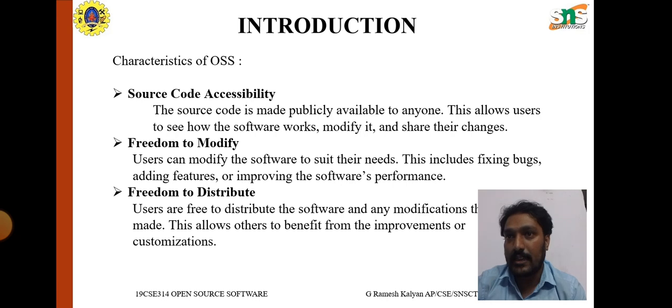Next, the characteristics of OSS. First is source code accessibility. As I said previously, the source code is publicly available so that anyone can work with it and modify it. Freedom to modify: the source code can be customized or modified as per the customer's or user's needs. Freedom to distribute: users are free to distribute the software after making modifications to the actual source code that is available.